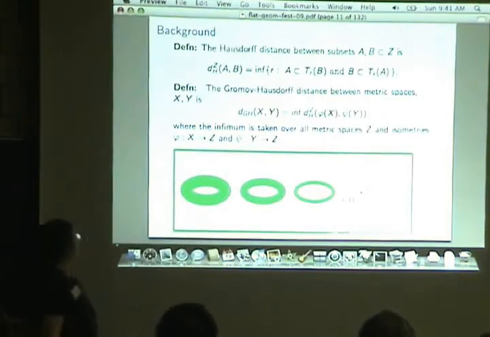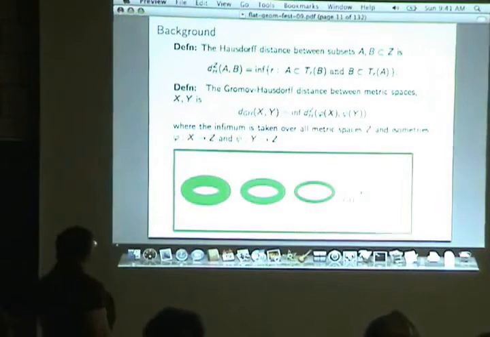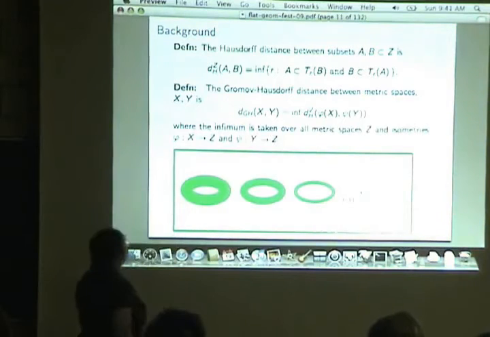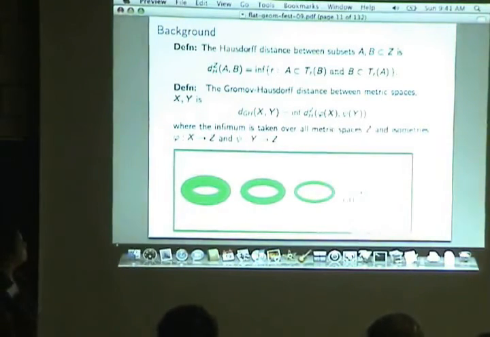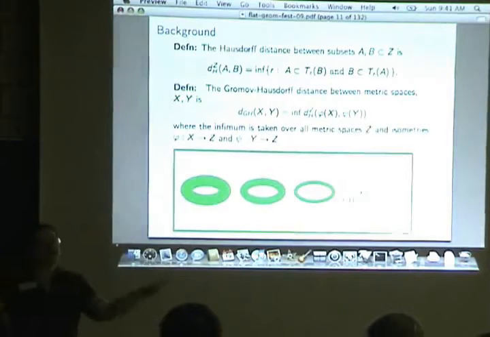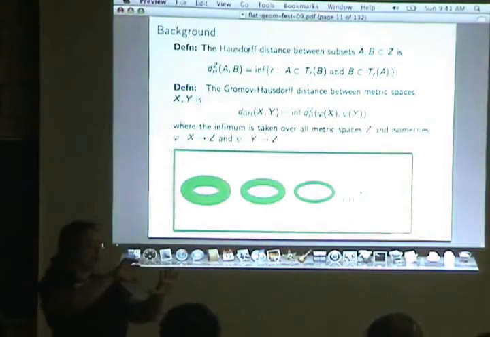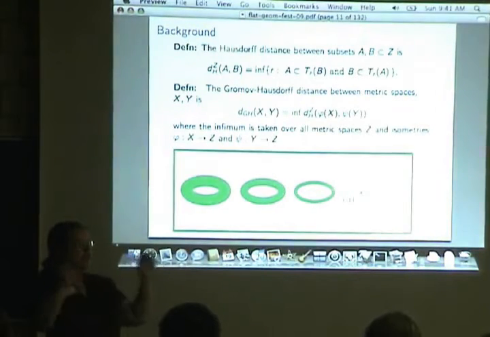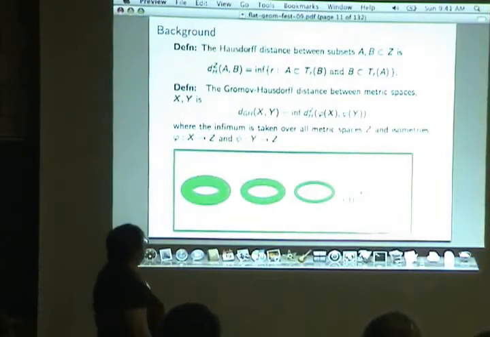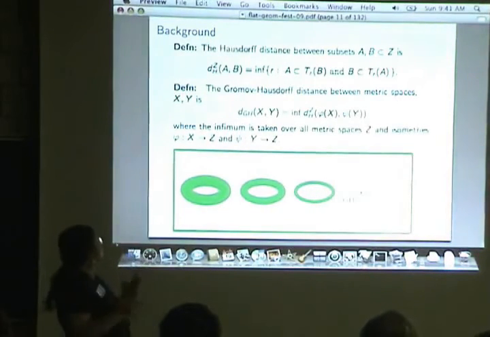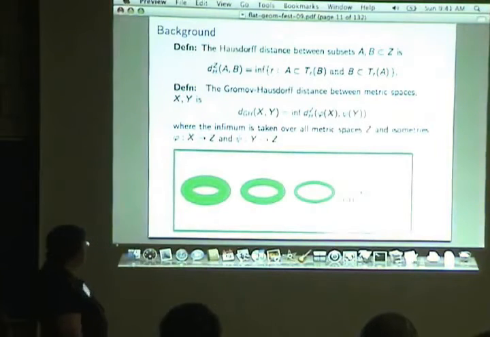So let me give a little bit of background. The Hausdorff distance, defined by Hausdorff: you take two subsets in a common metric space Z, and you define the distance between them by taking a blurring of the one and seeing if it overlaps the other, and then you blur the other and see if it overlaps the first. So you take two neighborhoods and you check if they contain each other. And the smallest radius that works to have them contain each other is the Hausdorff distance.